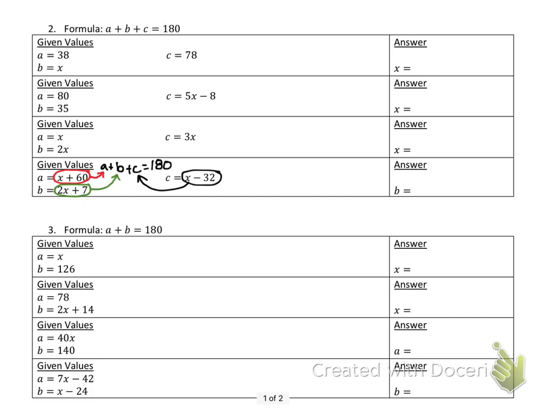So as far as our process goes, it doesn't change from problem to problem. What will change is the actual a, b, and c values, or d, and the actual formula we're plugging it into, but it's the same idea. All right, so when I plug all this in, I get x plus 60. What's next?